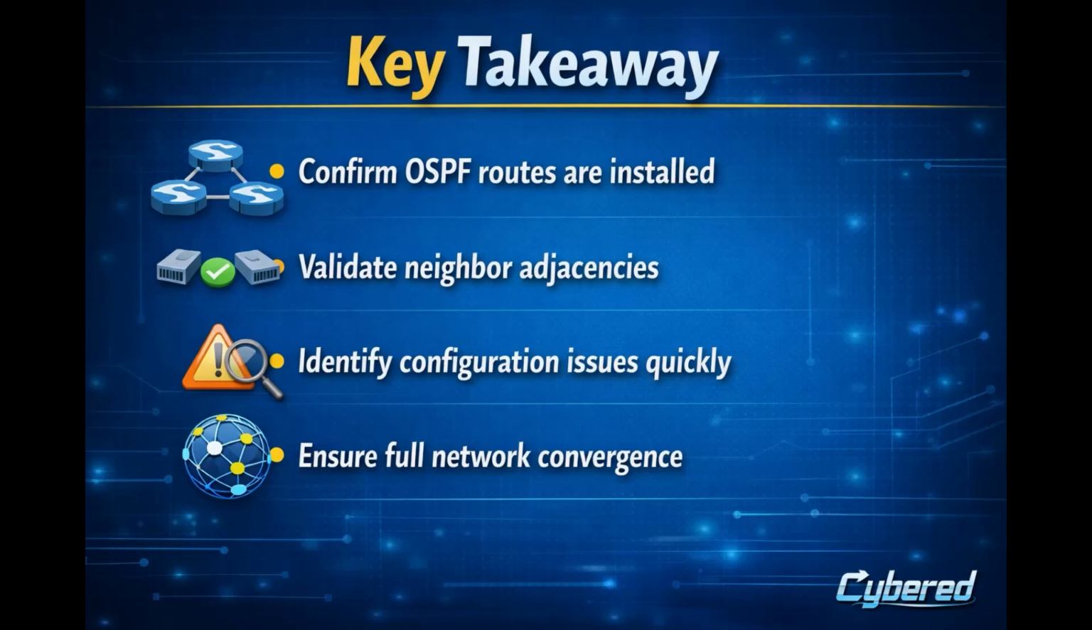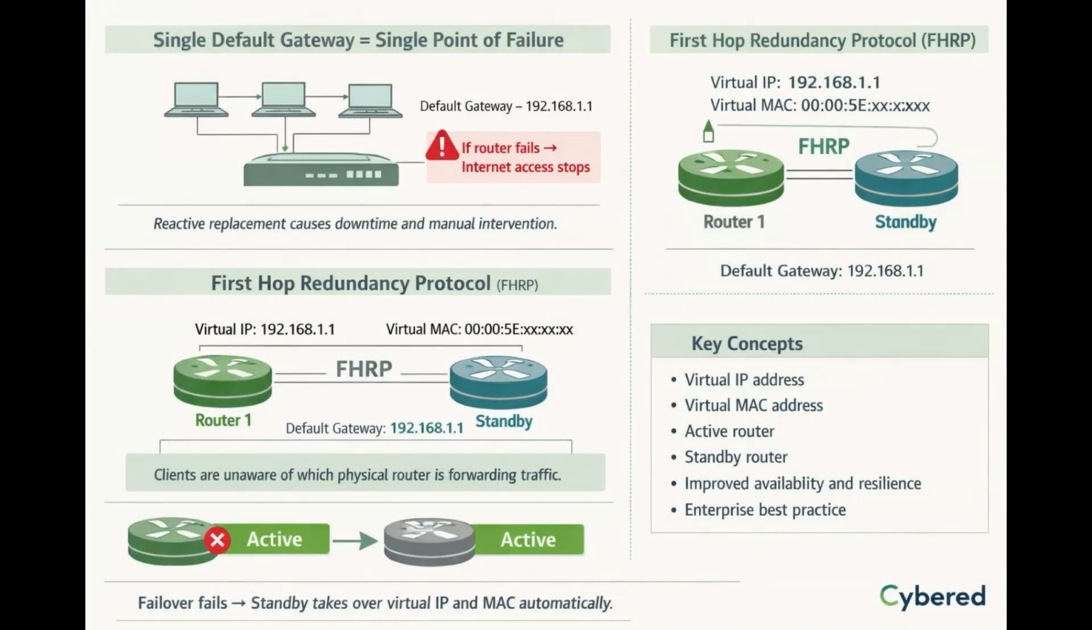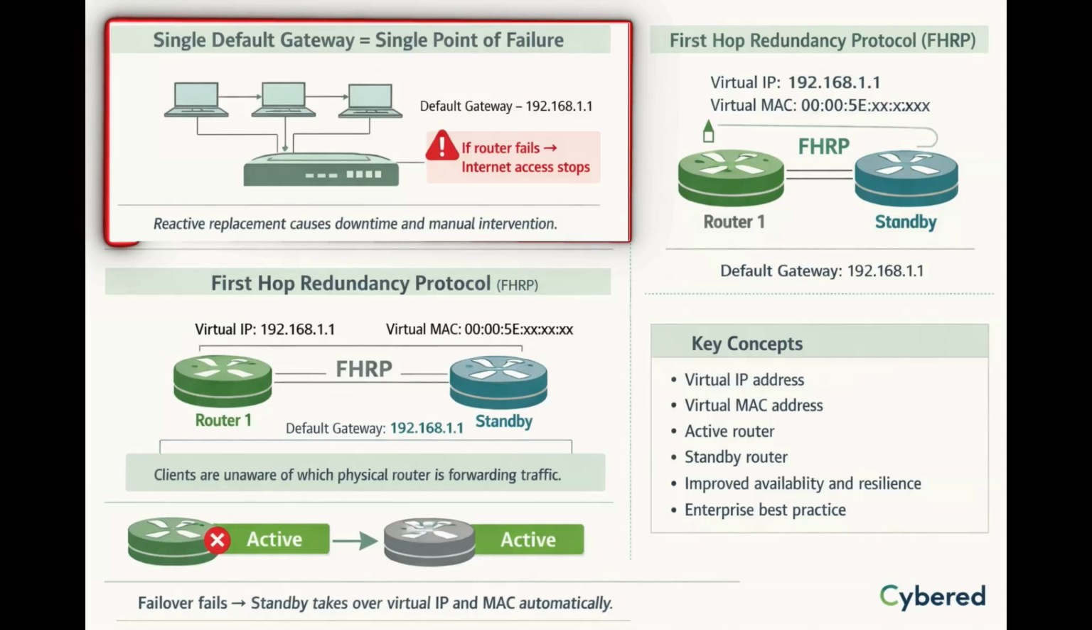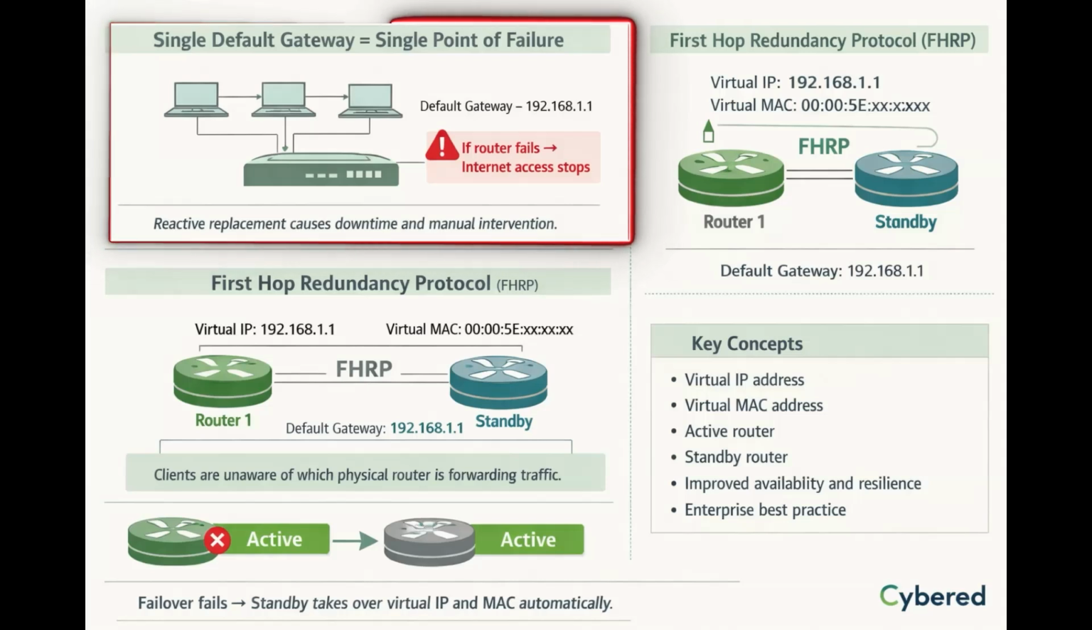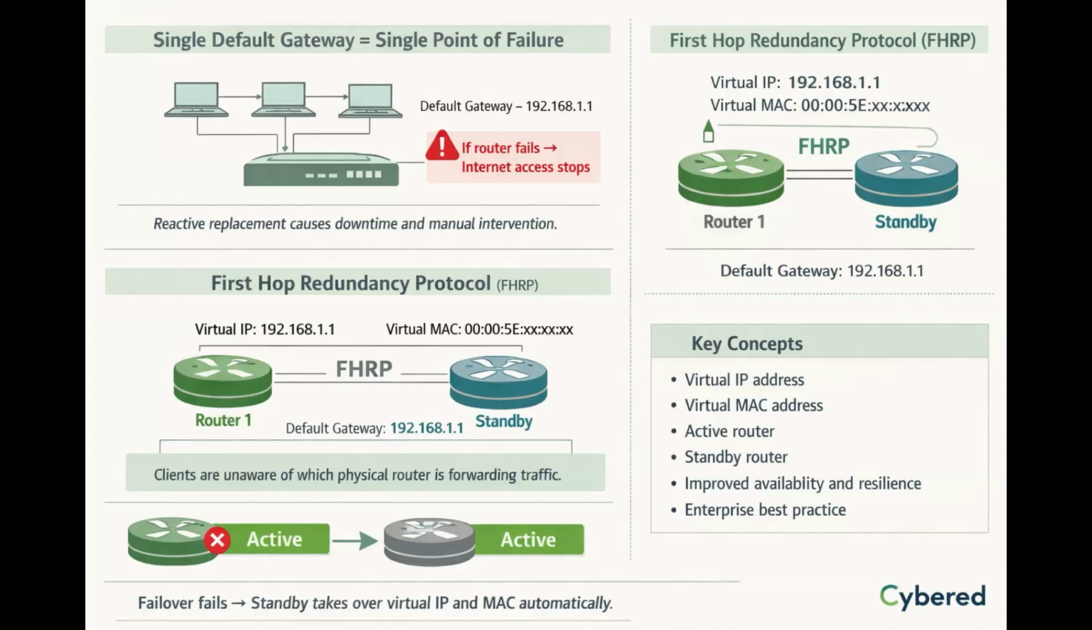You now have the skills to configure, verify, and troubleshoot OSPF in a Cisco environment, exactly what's expected at the CCNA level. In most networks, client devices are configured with a single default gateway IP address to reach the internet. But what happens if that gateway device goes offline? If the router fails, all client traffic to external networks immediately stops.